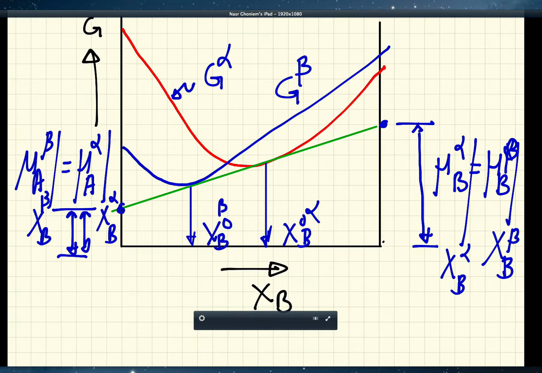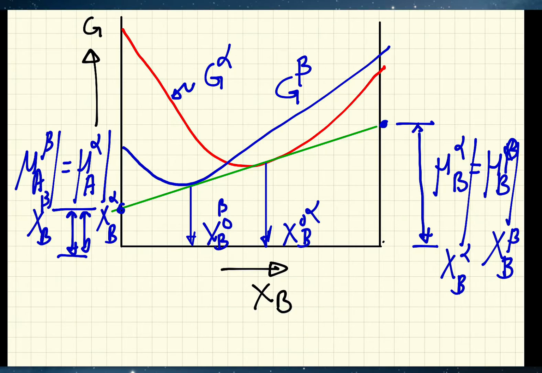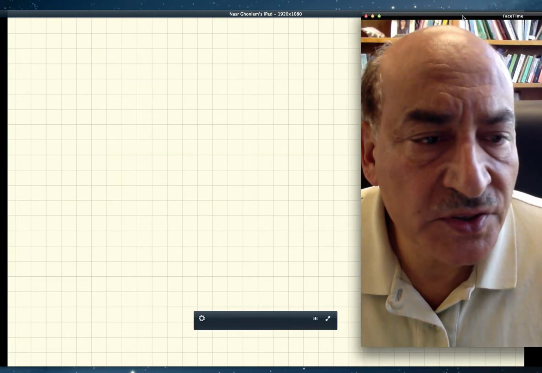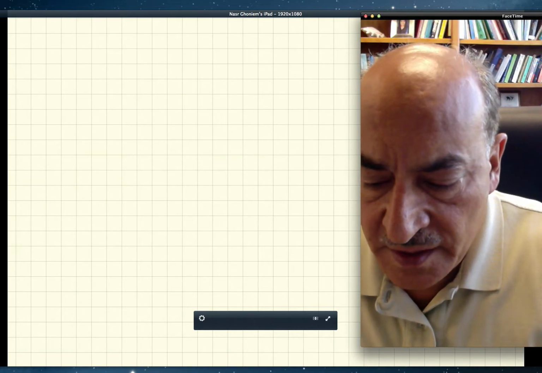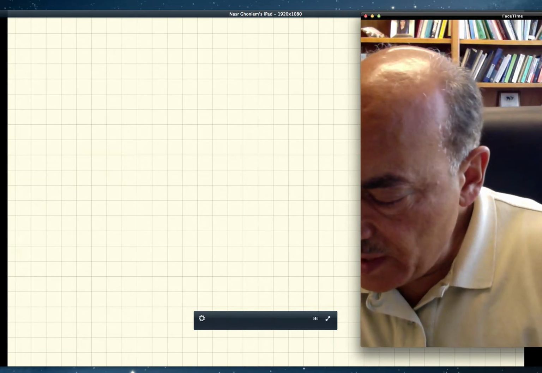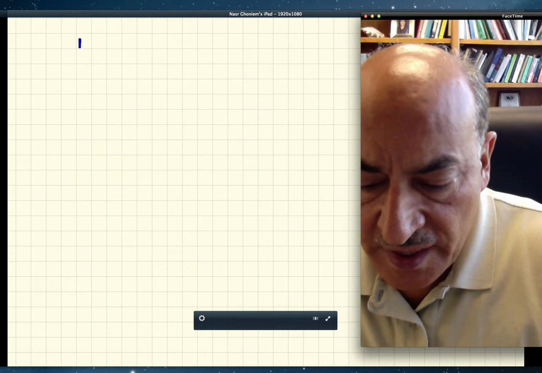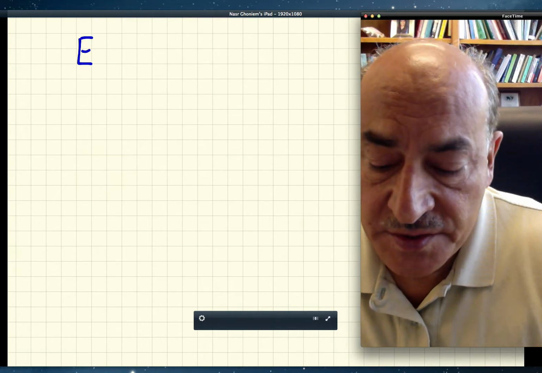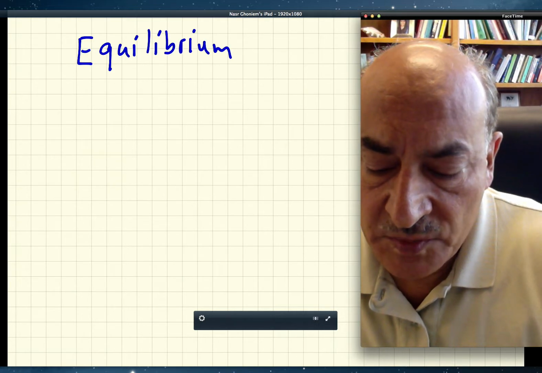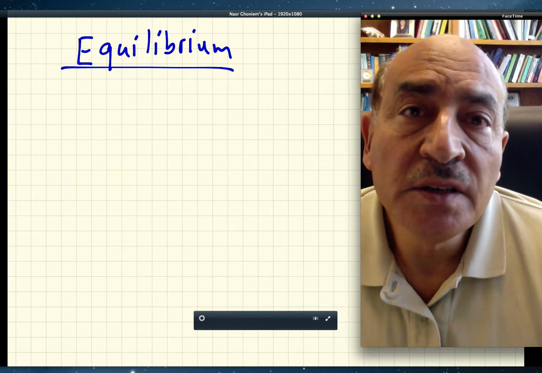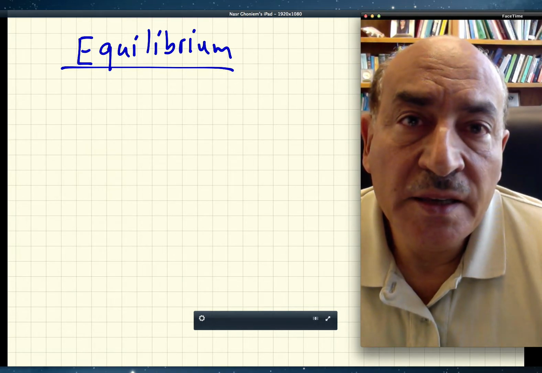Now, if I don't want to do common slope, then I need to do something else. I need to solve it analytically. And here's the procedure that I'm going to show you to solve it analytically. I have to write the two equilibrium equations. Now I'm going to write the equilibrium for element A and element B.